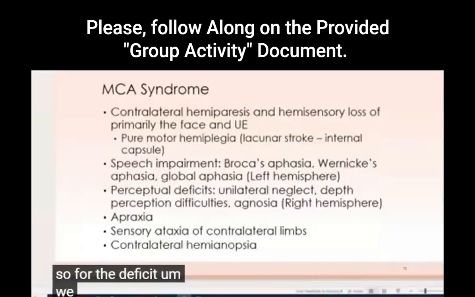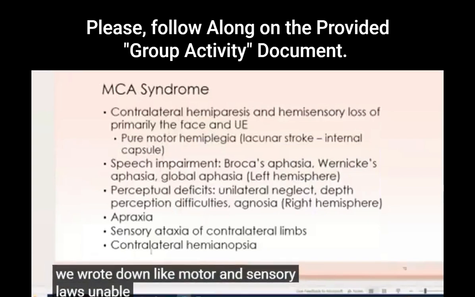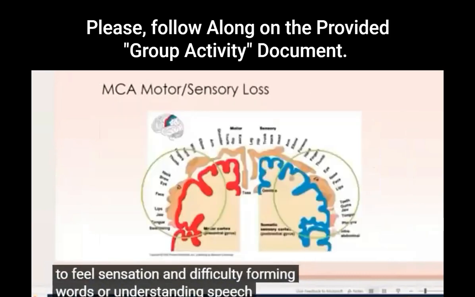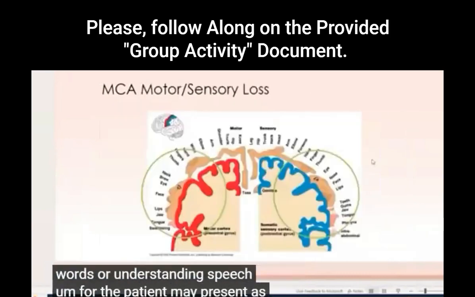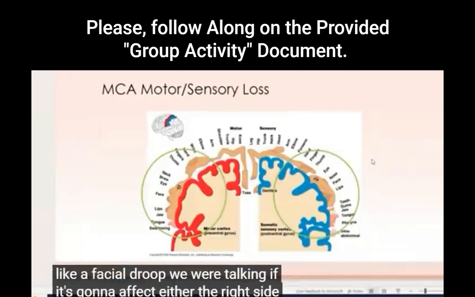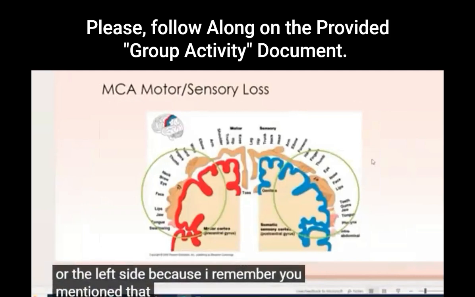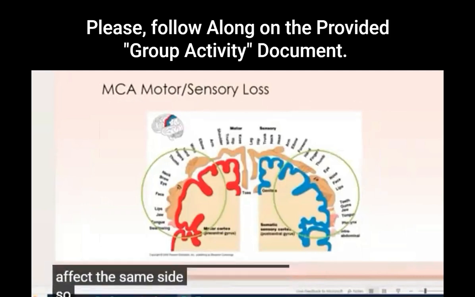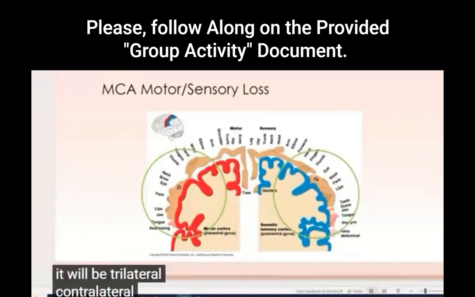For the deficit, we wrote down motor and sensory loss, unable to move like before, unable to feel sensation, and difficulty forming words or understanding speech. The patient may present with a facial droop. We were talking about whether it's going to affect the right side or the left side, because I remember you mentioned that the facial nerve will only affect the same side. For this, it will be contralateral. Contralateral. Okay, so yeah, facial droop.